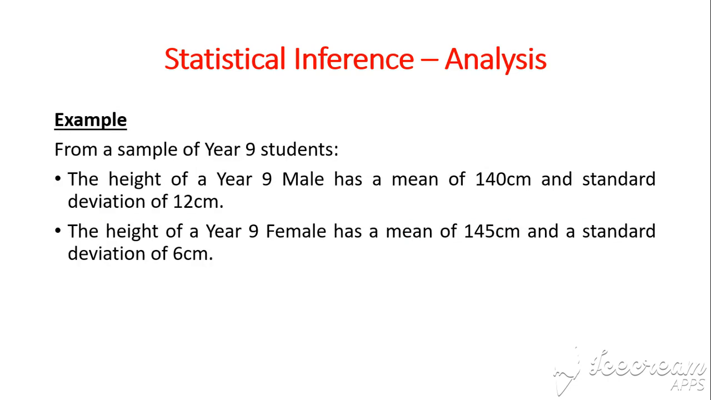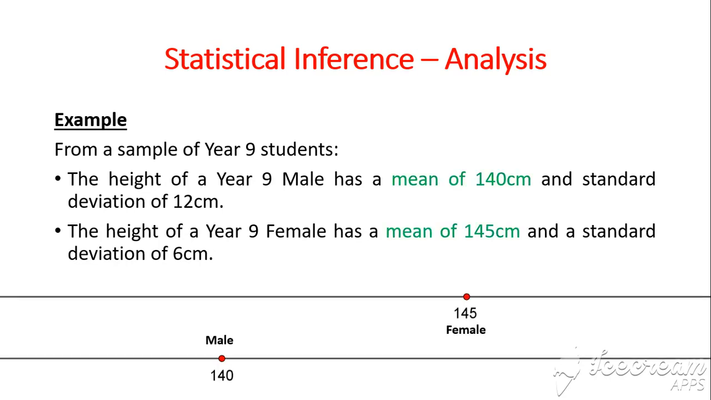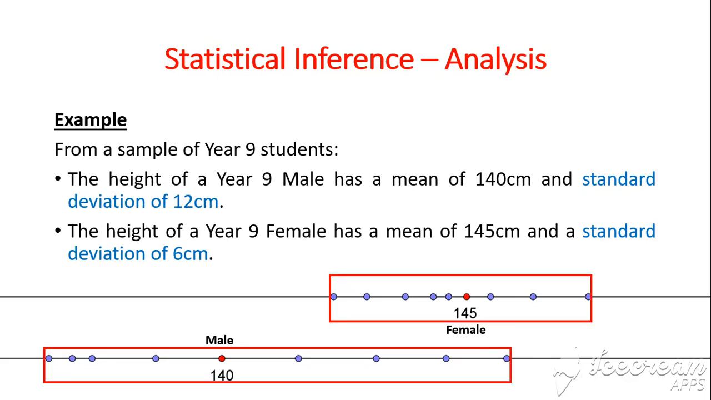Right, very quick example to finish off. So here we go, we've got some heights of Year 9 males and Year 9 females and some means. So here are the means of the females, 145, and the males at 140, and the standard deviations. Now, because the standard deviation of the males is larger, that means the data for the males is more spread out. And the females is not so spread out. So that's basically an idea of what standard deviation does.